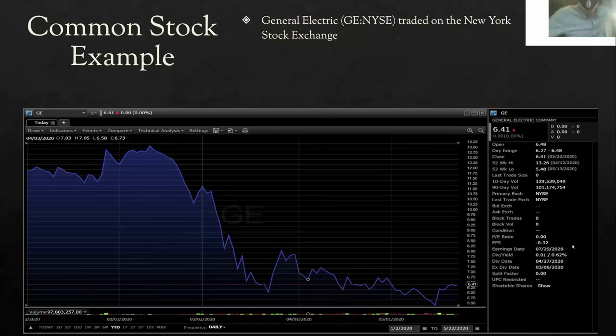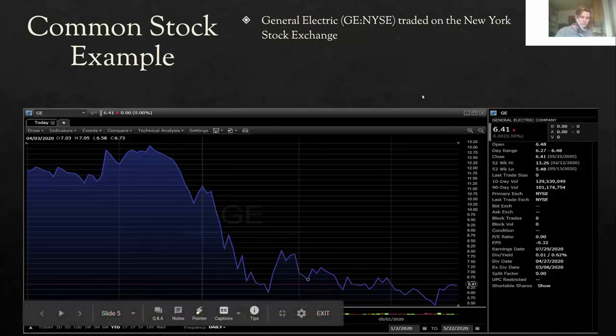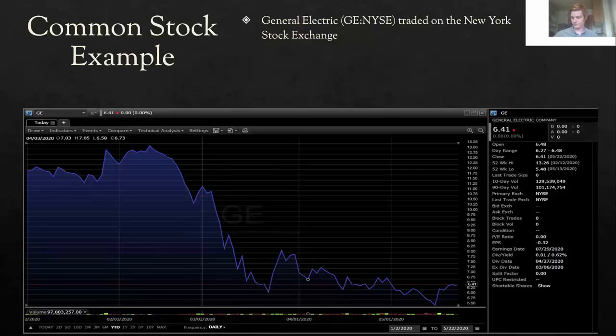And there's multiple examples of this. If you just go on Yahoo Finance and play with the symbol lookup, you can find a bunch of securities there, and those are mainly going to be common stocks.